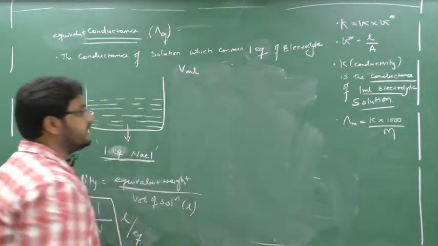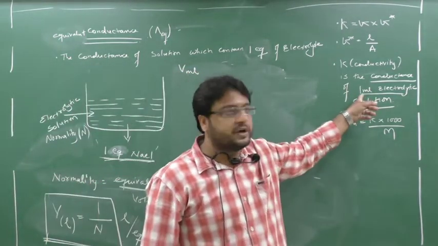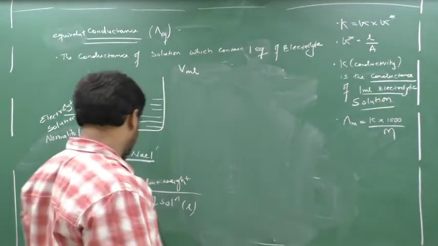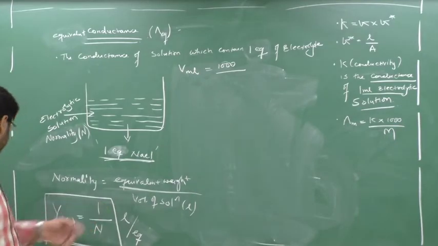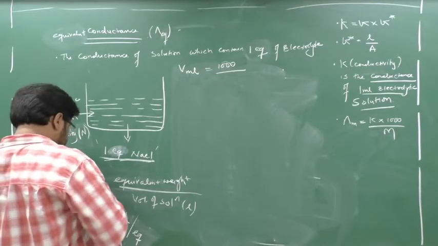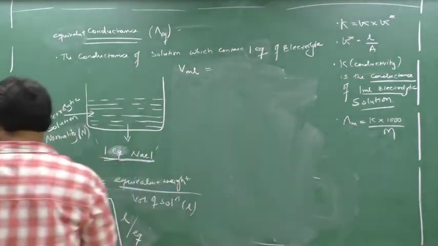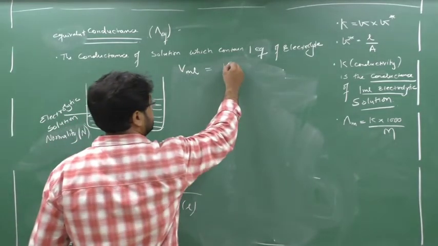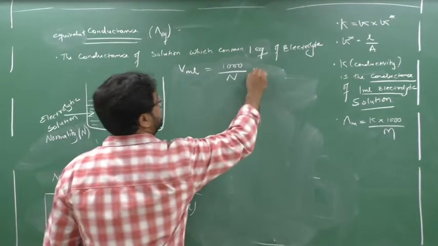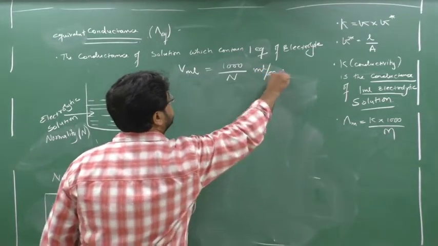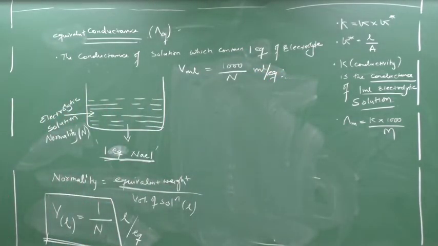Sir, why are we converting in terms of ml? Because kappa is measured in terms of ml. That's why. So V in ml will be how much? 1000, because 1 liter is equal to 1000 ml. So V in ml for 1 liter means 1000 by N. And instead of liter, I will get ml per equivalent. Clear?